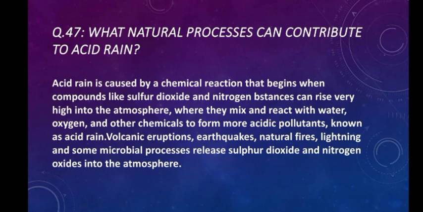What natural processes can contribute to acid rain? Acid rain is caused by a chemical reaction that begins when compounds like sulfur dioxide and nitrogen oxides rise very high into the atmosphere, where they mix and react with water, oxygen, and other chemicals to form more acidic pollutants known as acid rain.